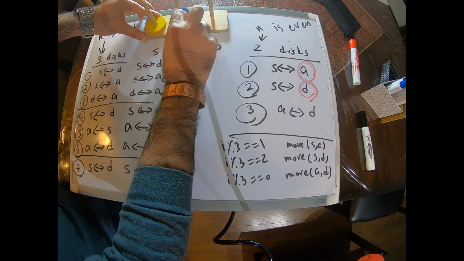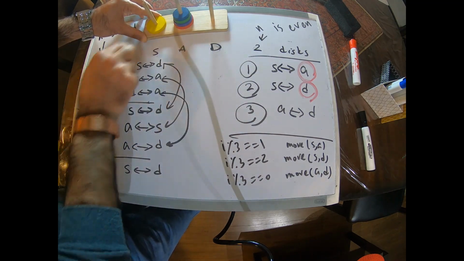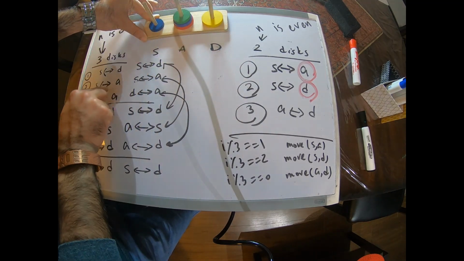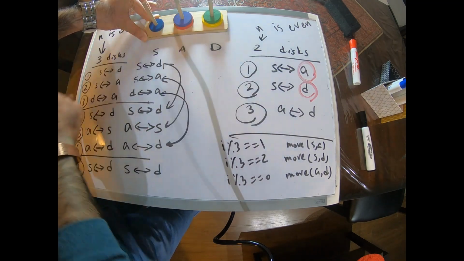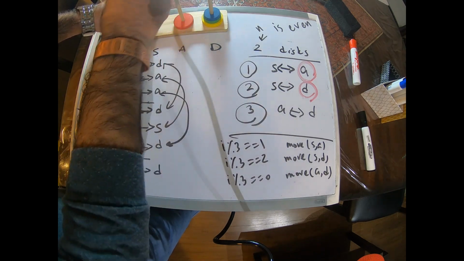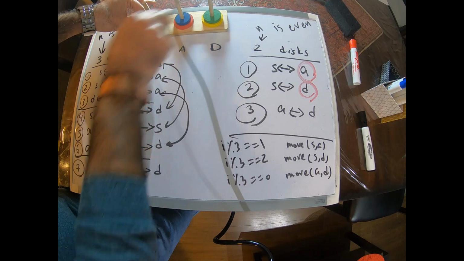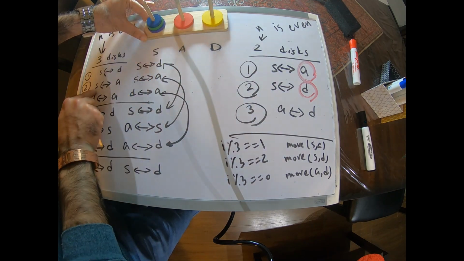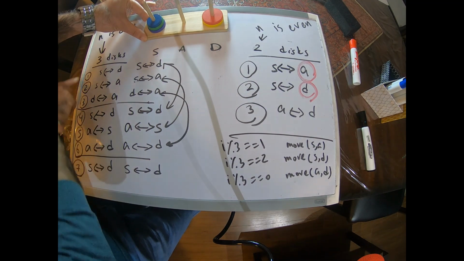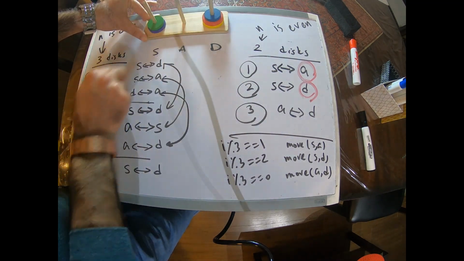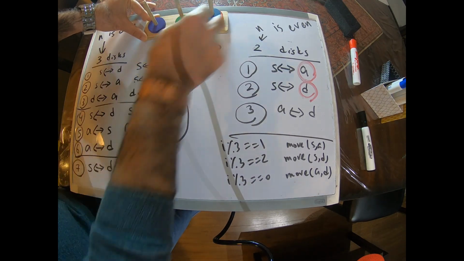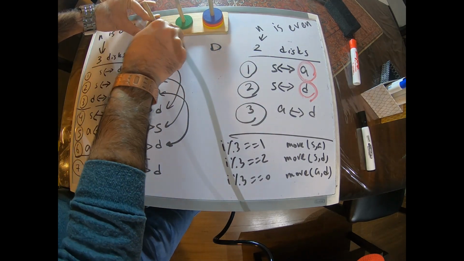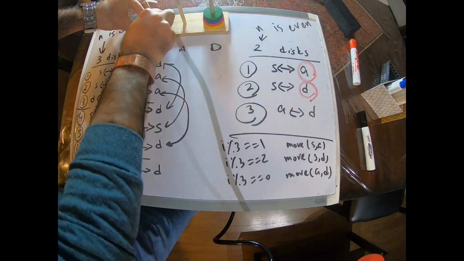Destination, auxiliary. We moved 4 disks from source to auxiliary, so it comes back here: source, destination, source, auxiliary. There's nothing here, so move this one here. Destination, auxiliary, comes back here, source, destination, source, auxiliary, destination, auxiliary, source, destination, source, auxiliary, destination, auxiliary, source, destination, source, auxiliary, destination and auxiliary, comes back here, source to destination, source and auxiliary, destination, auxiliary, and finally this one.